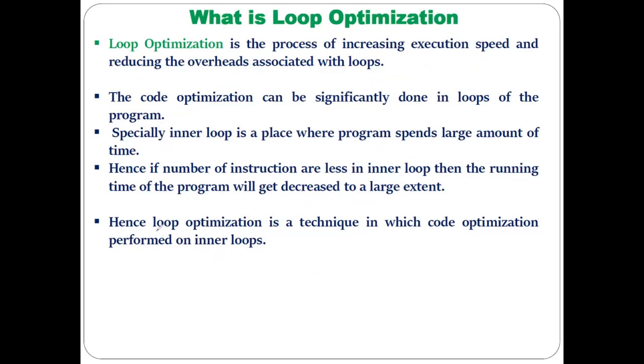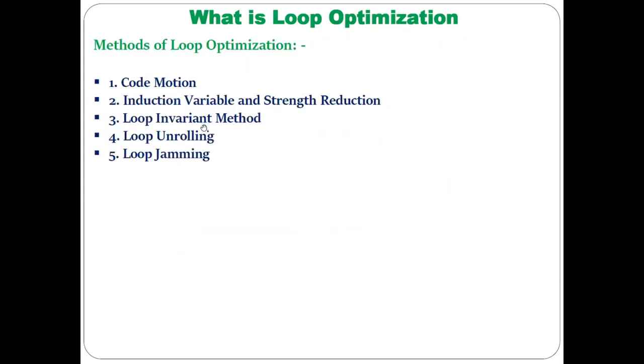Understood. So loop optimization is a technique in which code optimization is performed on the inner loops. Most of the time, with loop optimization, the optimization is performed on the inner loops, and through that the running time of the program is reduced and the execution speed is increased. So that is the overall concept of loop optimization.